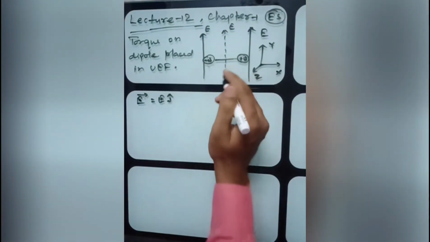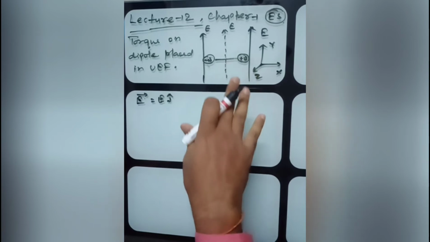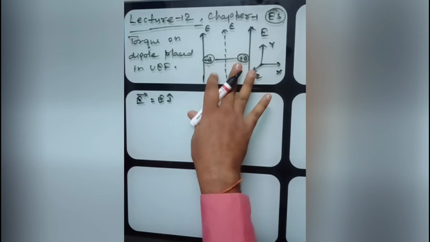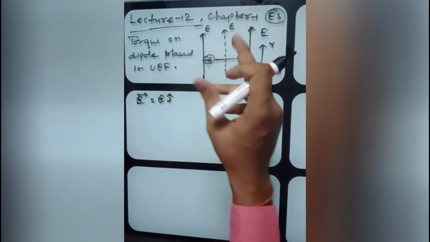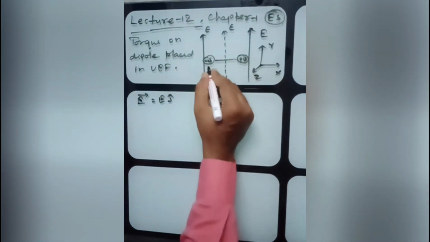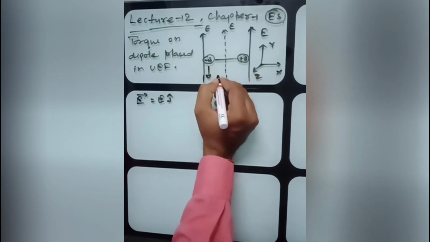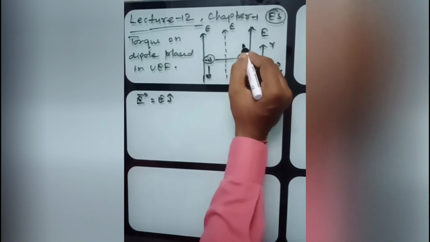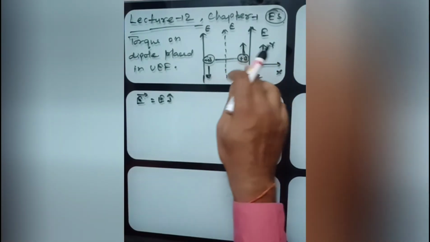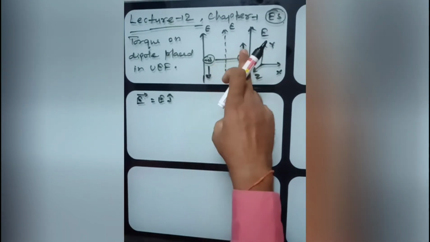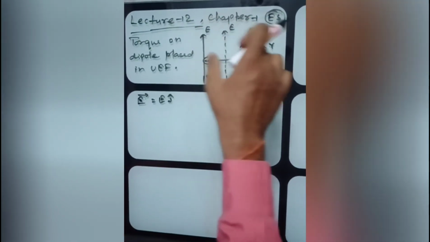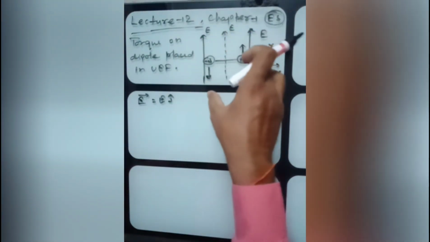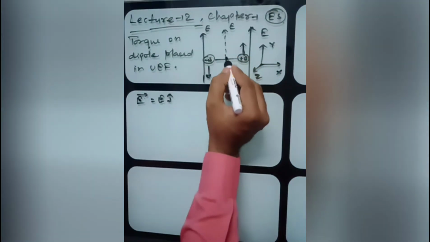Now this dipole is maintained in this field by an external agent. As soon as the dipole is released, it will start rotating. This negative charge will move opposite to the field, as we know negative charge always moves opposite to the electric field, and this positive charge will move up. Two forces act here, one and the second. It will start to rotate. If any body is rotating, there must be some net torque acting. So we are going to find out the torque as the dipole starts rotating from this point.